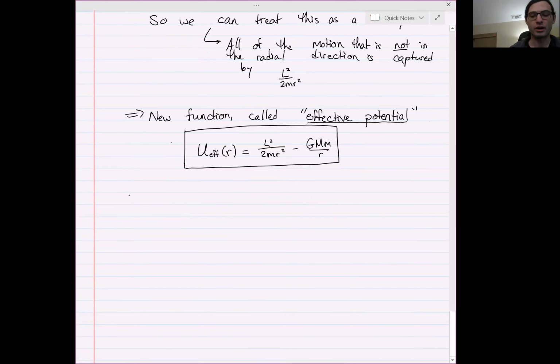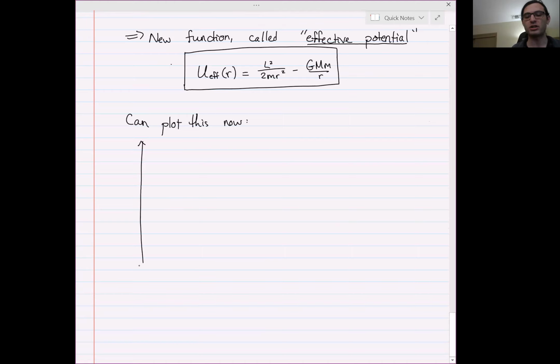So we can plot this now. And now it should all start to make sense. So I'm going to plot energy. Let me do a big plot so that you can see what's happening. I'll put our radial coordinate, radial axis here.